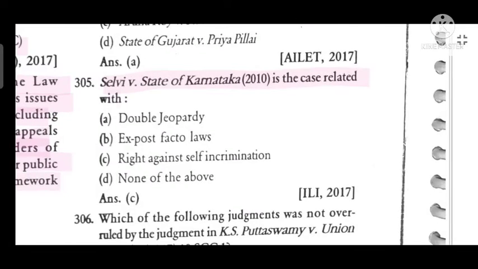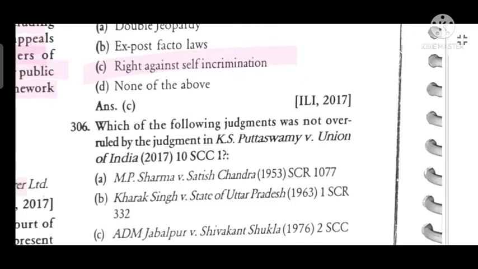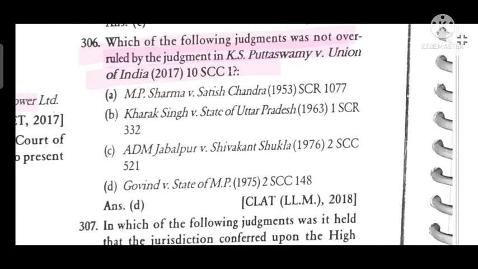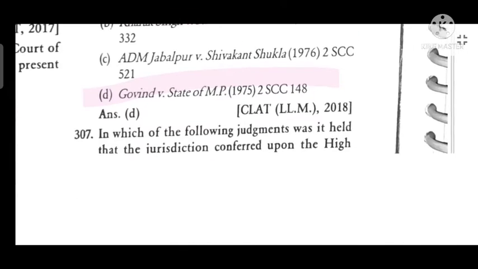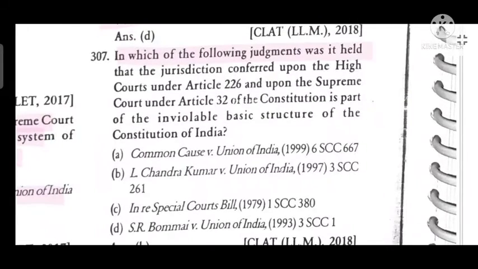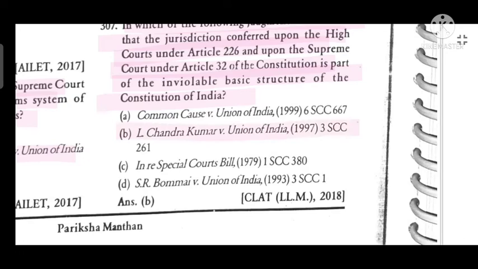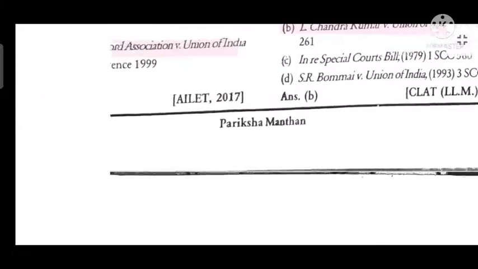Selvi vs. State of Karnataka is related to the right against self-incrimination. Which one of the following judgments was ruled upon by Justice K.S. Puttaswamy vs. Union of India, 2017? Govind vs. State of Madhya Pradesh, 1975. In which one of the following judgments was it held that the jurisdiction conferred upon the High Court under Article 226 and upon the Supreme Court under Article 32 of the Constitution of India is an inviolable basic structure of the Constitution? L. Chandra Kumar vs. Union of India, 1997.